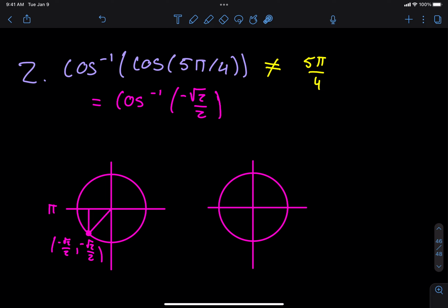Yeah, for arc cosine, the range of arc cosine, namely the output of arc cosine, must be an angle which is between 0 and pi.